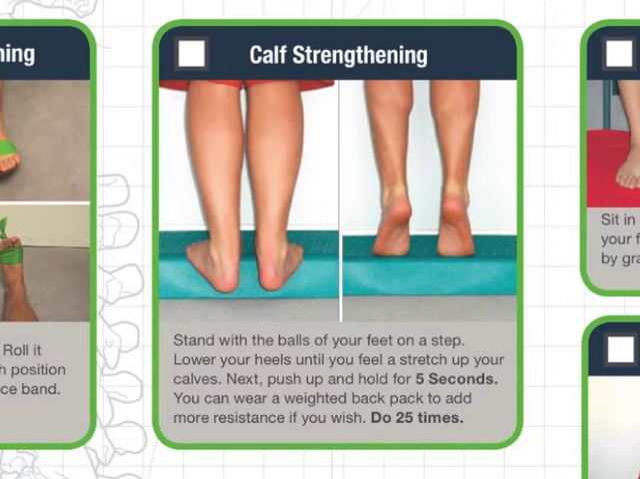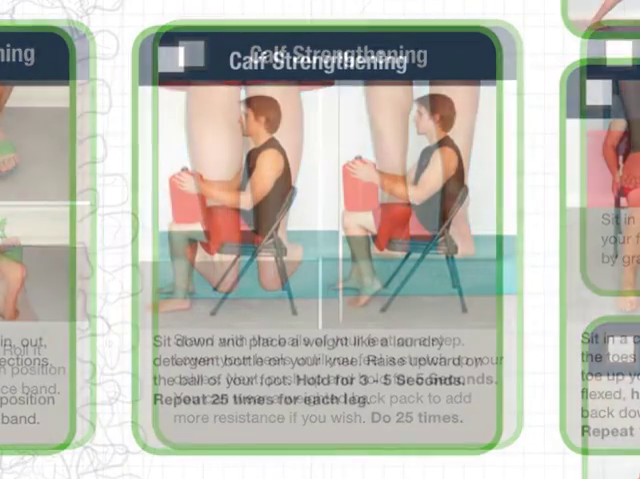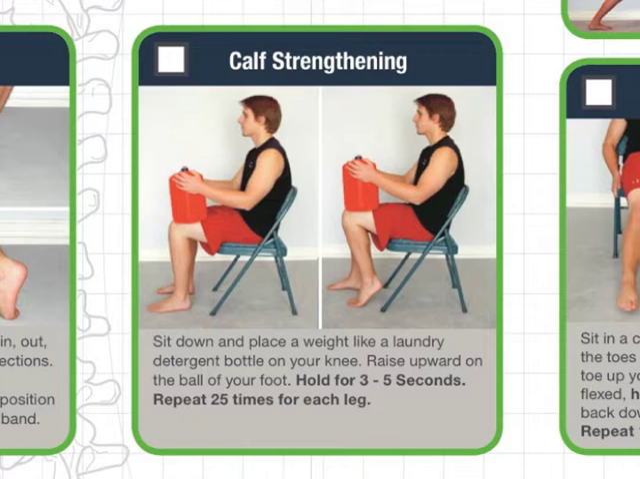You could also, if you're maybe an elderly person or you've just had surgery or your ankles and calves are really weak, take a laundry detergent bottle or any kind of large household bottle like that and fill it up with water to tolerance, and then place it on the top of your knee and just push up against that resistance and hold for, again, 3 to 5 seconds.